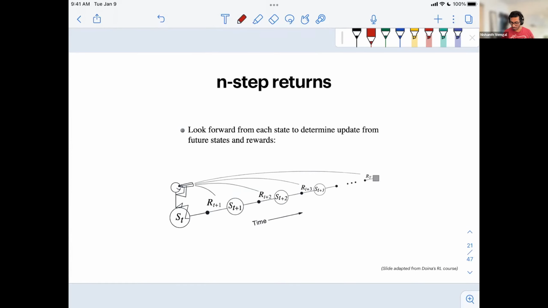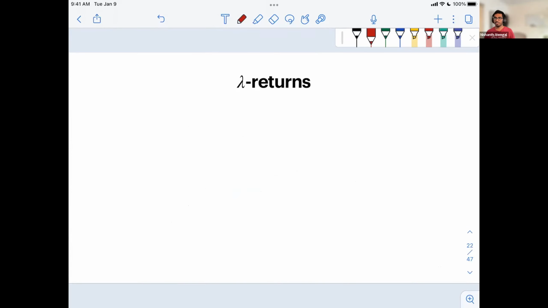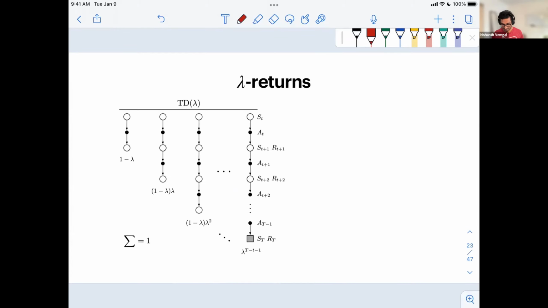And n-step returns are not the only options for us to use for U_t. There's something else called lambda returns. So what are lambda returns? Basically, they are a mixture of different n-step returns. You have the one-step return, and the two-step return, and the three-step return, and so on. What you do is take an average of all of them.